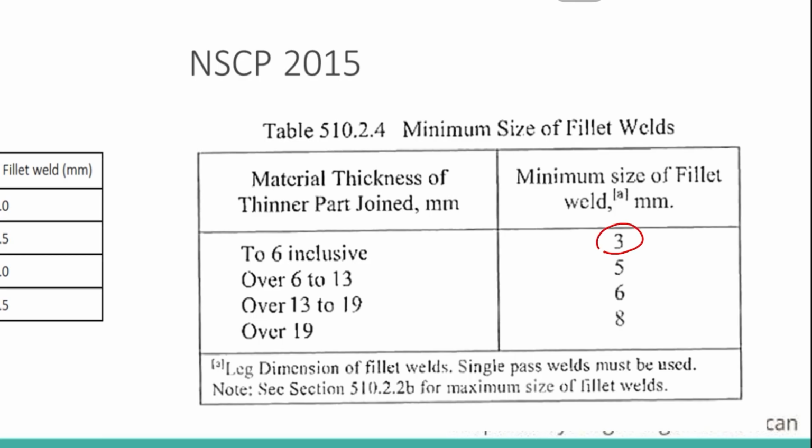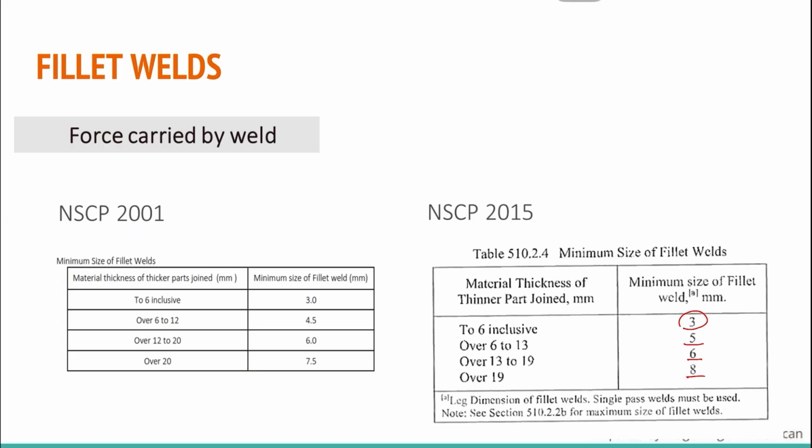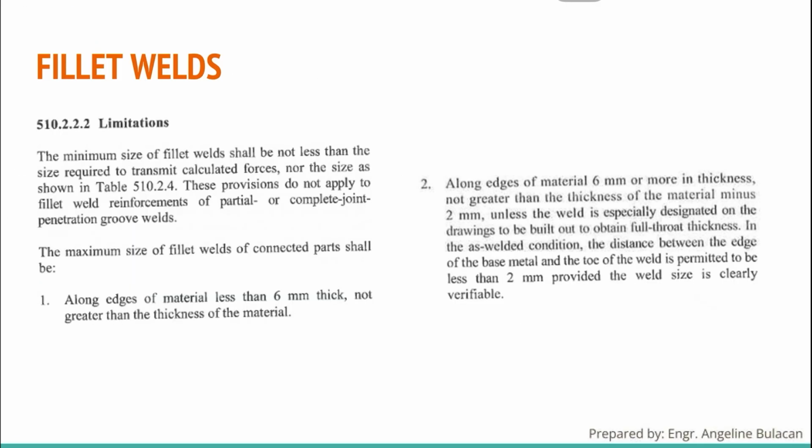When the thickness is over 6 to 13 mm, the minimum size of fillet weld is 5 mm. Over 13 to 19 mm, the minimum size of fillet is 6 mm. Then the rest, pag over 19 mm na, is yung minimum size natin is 8 mm. So, the minimum size of a fillet weld must be enough to carry the required load and must follow the values in the table that I've shown previously.